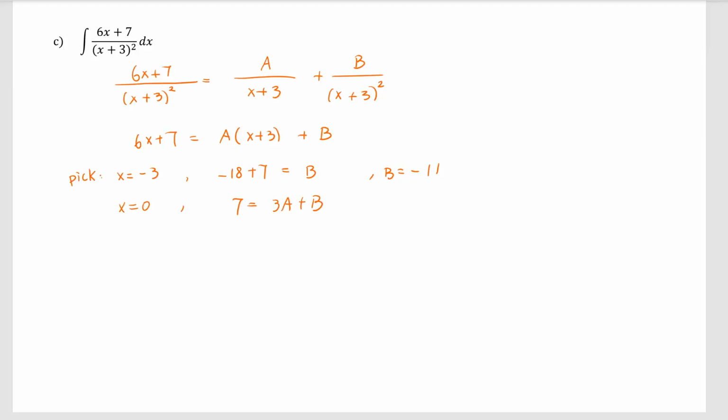Okay, but here it's okay. We already got b is -11. We can plug in, so 7 equals 3a minus 11. We can move the -11 to the left, it becomes 18. So a is 6. You can also pick x equals 1 or 2 or -1. Any x value works. So you might just end up getting a system of linear equations, right?